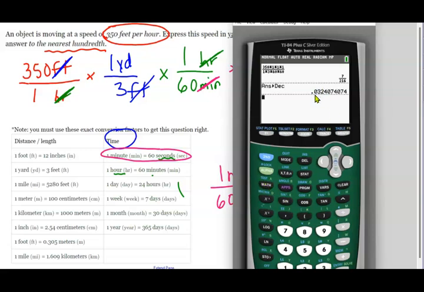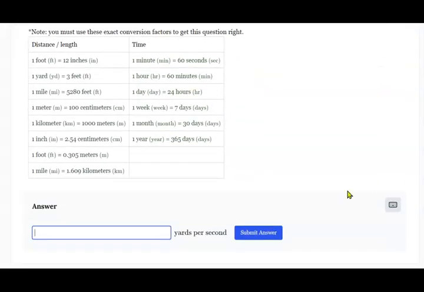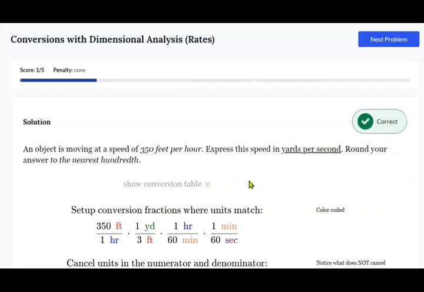And they told us to round to nearest hundredth, so the 3 is in the hundredths place. The number next to it is not 5 or higher, so 0.03 will be my solution. So down here, I'm going to write 0.03 yards per second and submit. Excellent. Let's try another one.